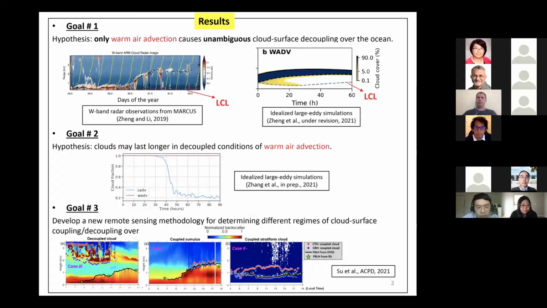And for the third goal, we have a graduate student, Tian Su, who did an excellent job of synergistically using the radiosonde, the lidar, and radar to monitor the temporal evolutions of the PBL height, cloud base height, and cloud top height. With this, we can classify the cloud regimes over the land into 3 categories: the decoupled clouds on the left, the coupled cumulus in the middle, and the coupled stratocumulus clouds on the right.